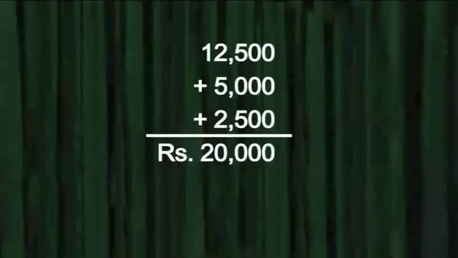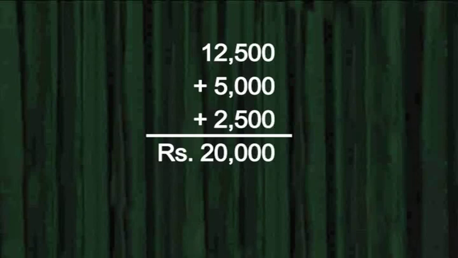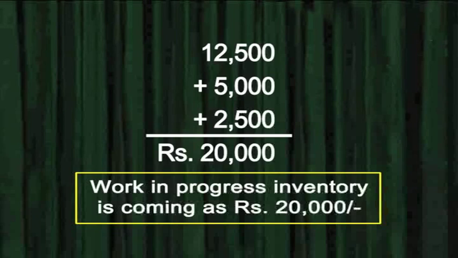So rather than 3, we have to multiply by 2 and the degree of completion will be 50%. So 12,500 plus 5,000 plus 2,500 will give us the figure of 20,000. So work in progress inventory is coming to be 20,000. Now students, let us discuss some very important formulas for computation of work in progress.